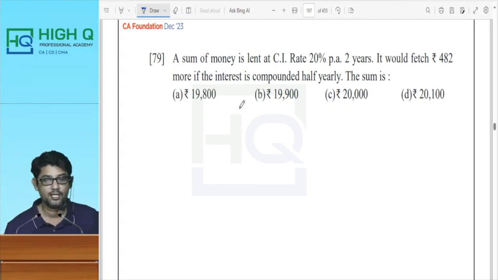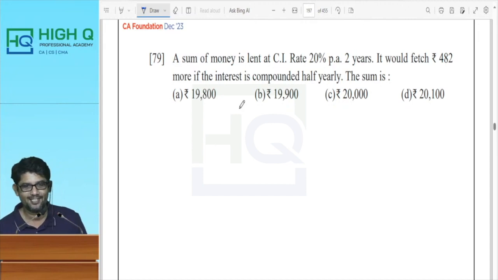You said many doubts, na, that's what I got scared. Now listen here, next question. A sum of money is lent at compound interest rate 20% per annum for 2 years. It would fetch 482 rupees more if the interest is compounded half yearly and the sum is.